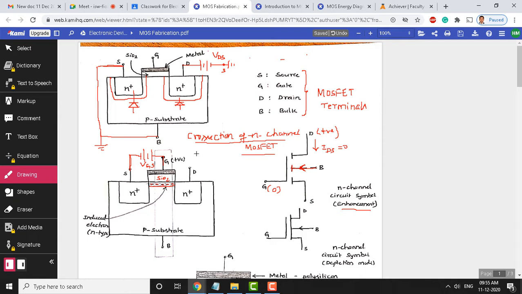Now, in this case, if you apply voltage between drain and source, I am connecting a power supply here between drain and source. I will ground once again the source and bulk. I will connect this to the ground here. This voltage can be called VDS.